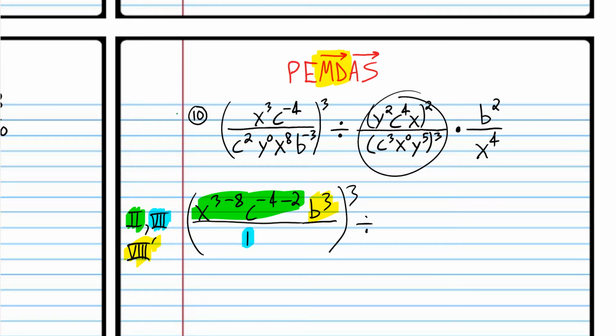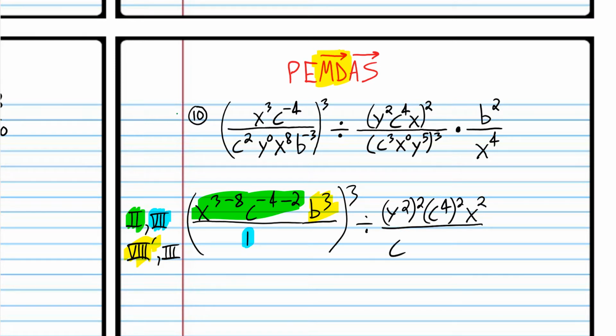And now over here we're going to use rule 3, because we have products raised to powers. So we have y to the second raised to the second, c to the fourth raised to the second, x raised to the second, c to the third raised to the third. I didn't really see that 0 power, but I'm going to go ahead and color that blue because that's also rule 7. And that would be raised to the third power. So I kind of jumped forward a little bit there. Hopefully I didn't confuse you. And then times b squared over x to the 4th.